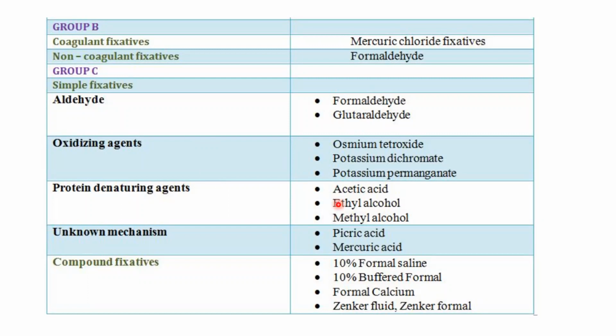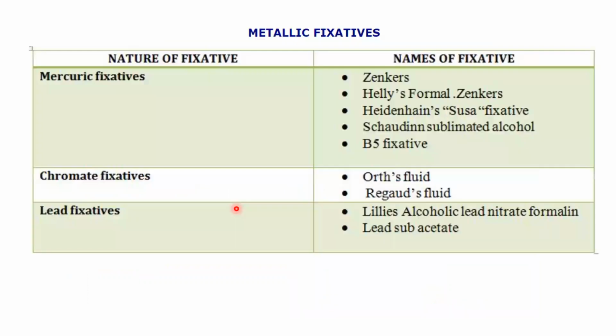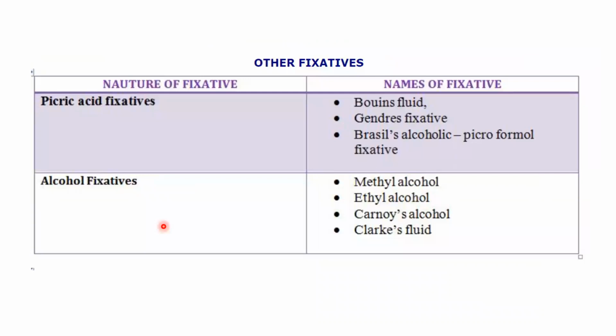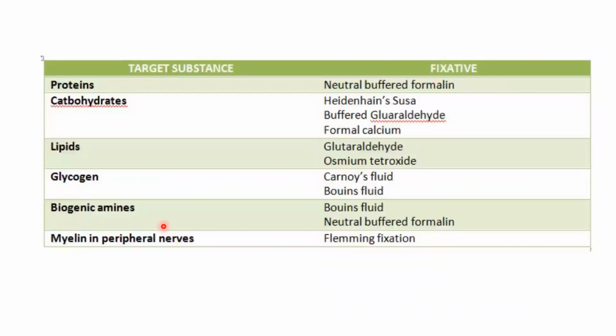Okay, this is just a summary slide, not to worry. But this is also metallic fixatives. We have mercuric fixatives, chromate fixatives, and lead fixatives. Then picric acid and alcohol fixatives. Now, this is what I want: the target substance and the type of fixatives we will use.